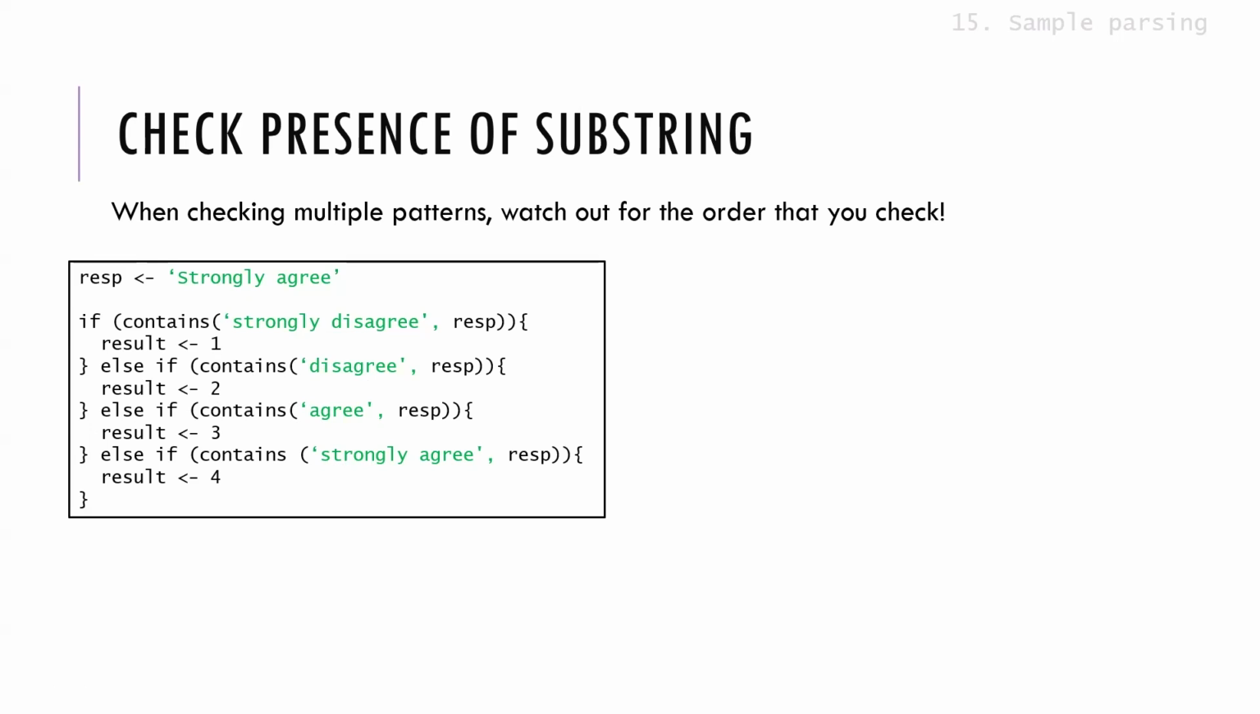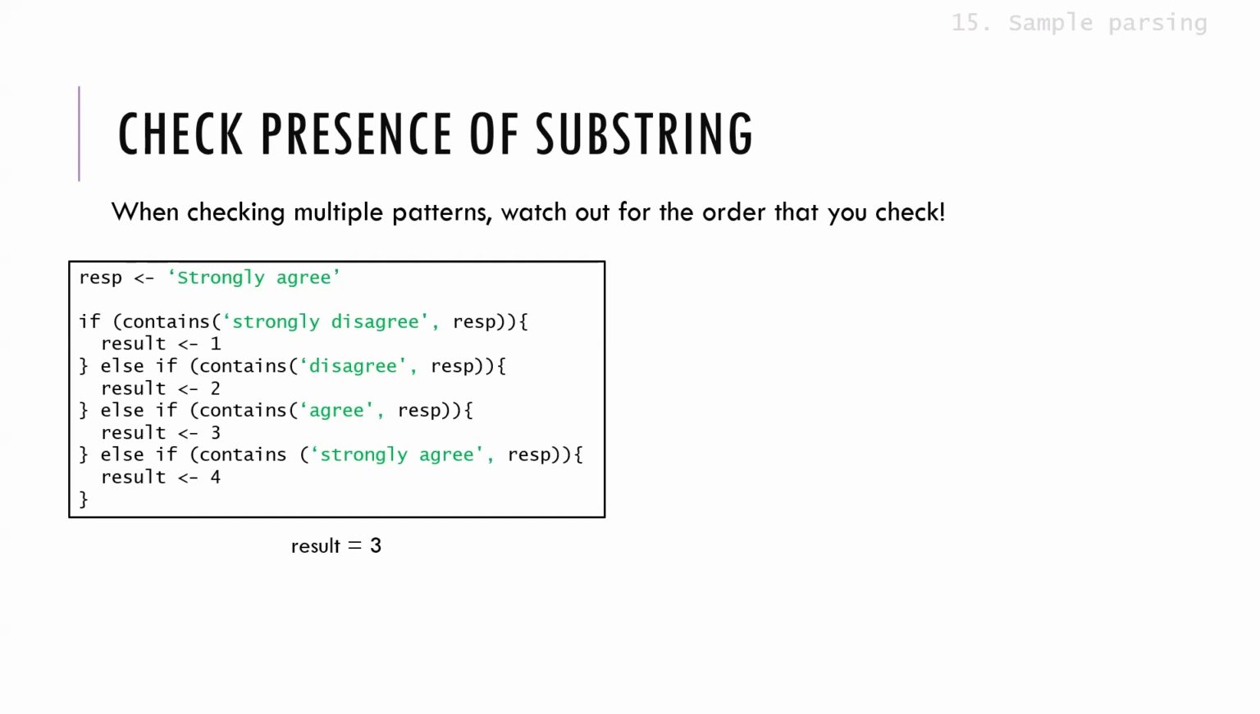Who says 4? Who's 4? 3? 3? Right. So if you run this code, it will actually return 3. And the reason why, as you might have guessed, is because the word agree appears there, right?